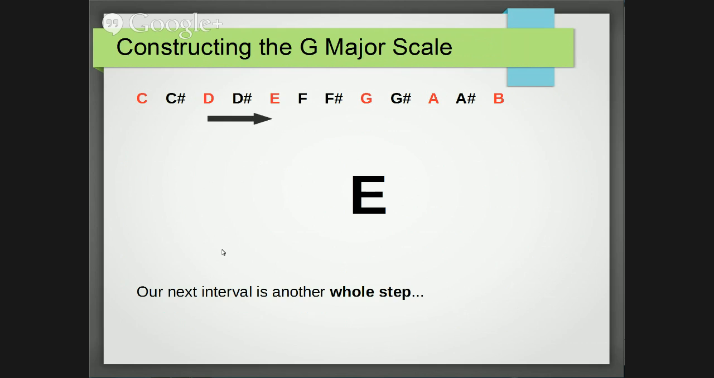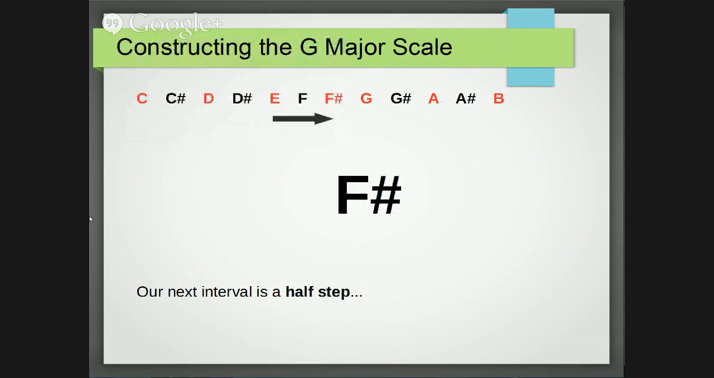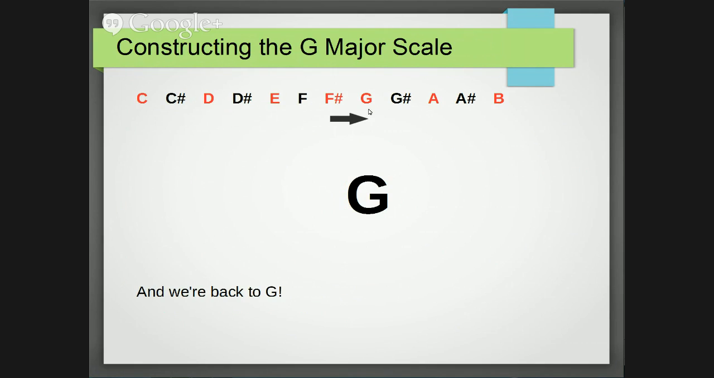Now it gets tricky, right? Our next interval is another whole step from E. So where do we go? Take a second. Take a guess. If you guessed F sharp, you are correct. Notice that E to F is a half step, and F to F sharp is another half step. So if we're going a whole step, we have to go from E all the way to F sharp. Our next interval is the half step that brings us right back to G.